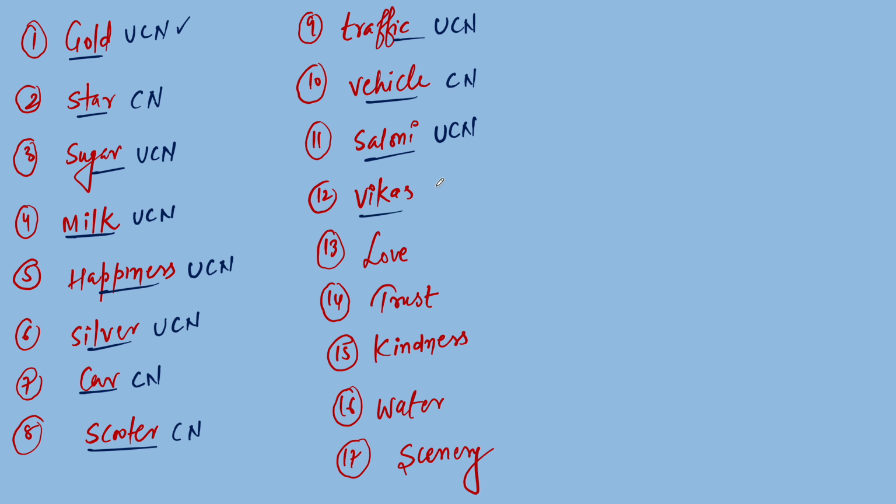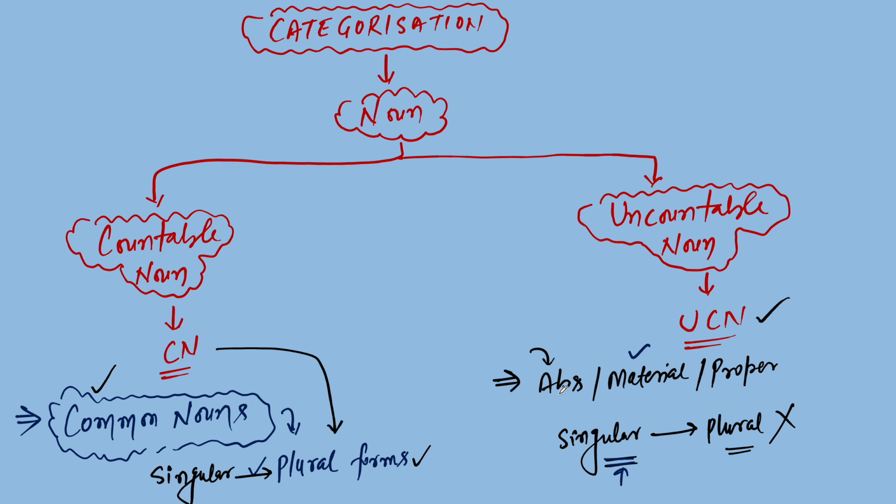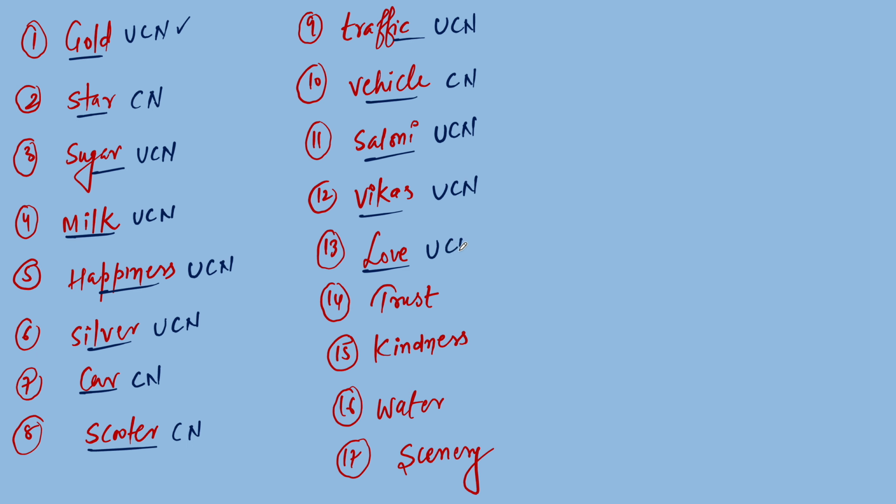Okay, tell me about Vikas. It is also a proper noun. It is a name of a person. So it is uncountable noun. What about love? It comes under the category of an abstract noun. So it is also uncountable noun. And what about trust? Of course, it can be felt only. So that's why it is uncountable noun. Kindness, uncountable noun. Water is what? It is a material noun. Is it correct? Why? Actually, it is made of hydrogen and oxygen. So basically it is uncountable noun.